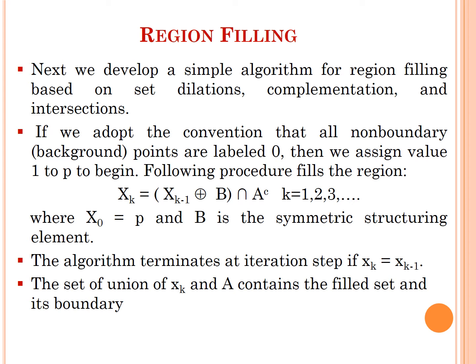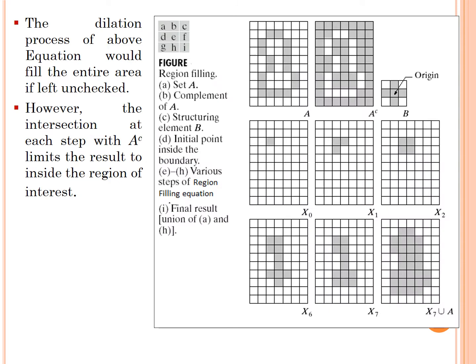The algorithm terminates at iteration step k if Xk is equal to Xk-1. The set union of Xk and A contains the filled set and its boundary. The dilation process of the above equation would fill the entire area if left unchecked. However, the intersection at each step with A complement limits the result to inside the region of interest.